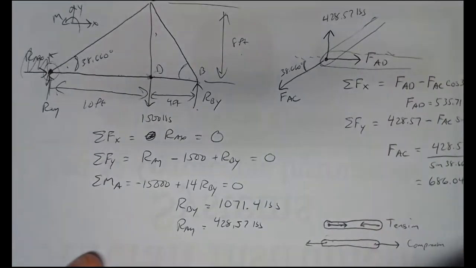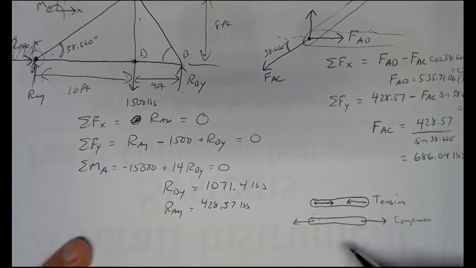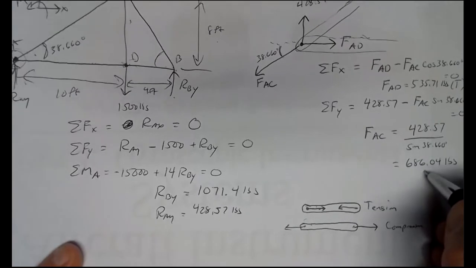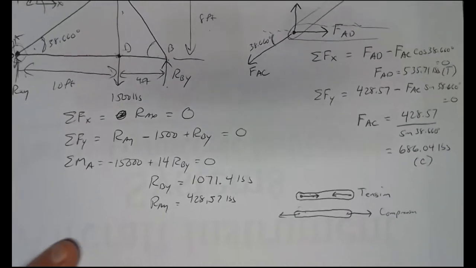So it looks like that. That picture is closer to compression. It's pushing joint A away. So member AC is in compression.